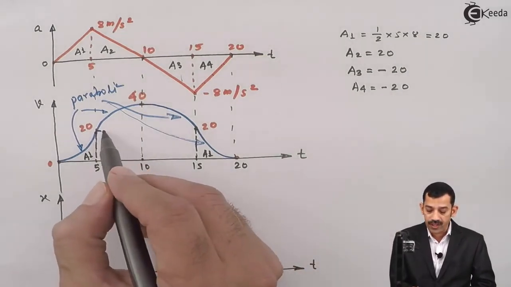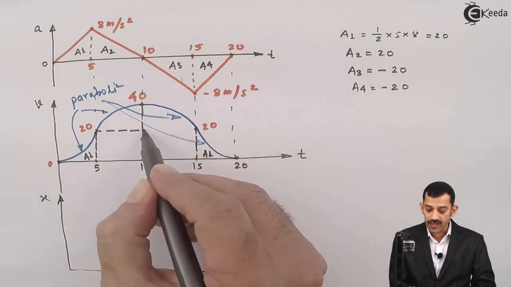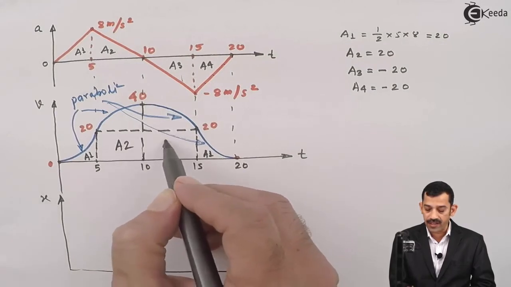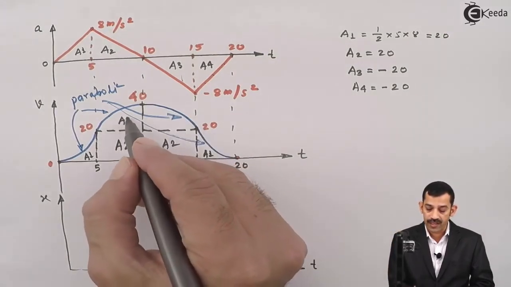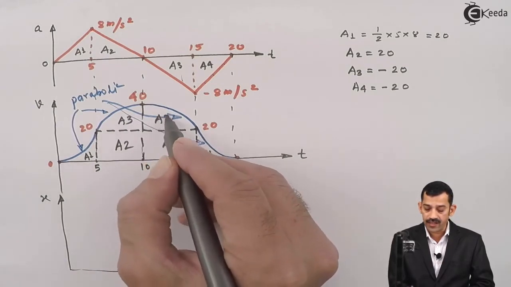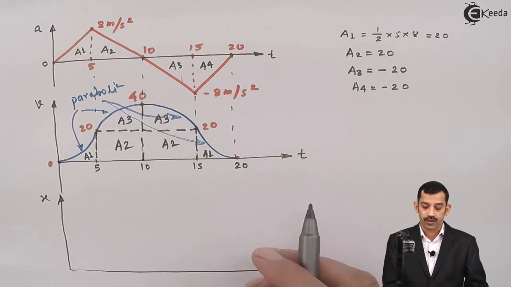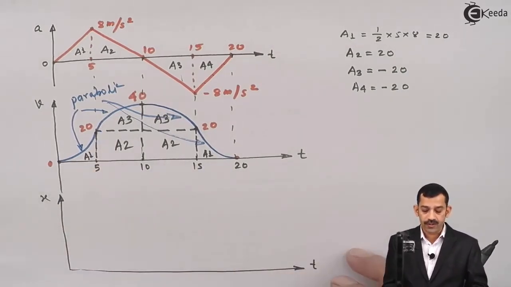Next, from this 20 I will draw a horizontal line. From this one again a vertical line, and the same horizontal line if we represent, this area and this area are the same, a rectangle. Similarly this area and this area are the same, because base and height are the same. That means basically you have to find out only 3 areas. To find this area A1, the curve is parabolic.